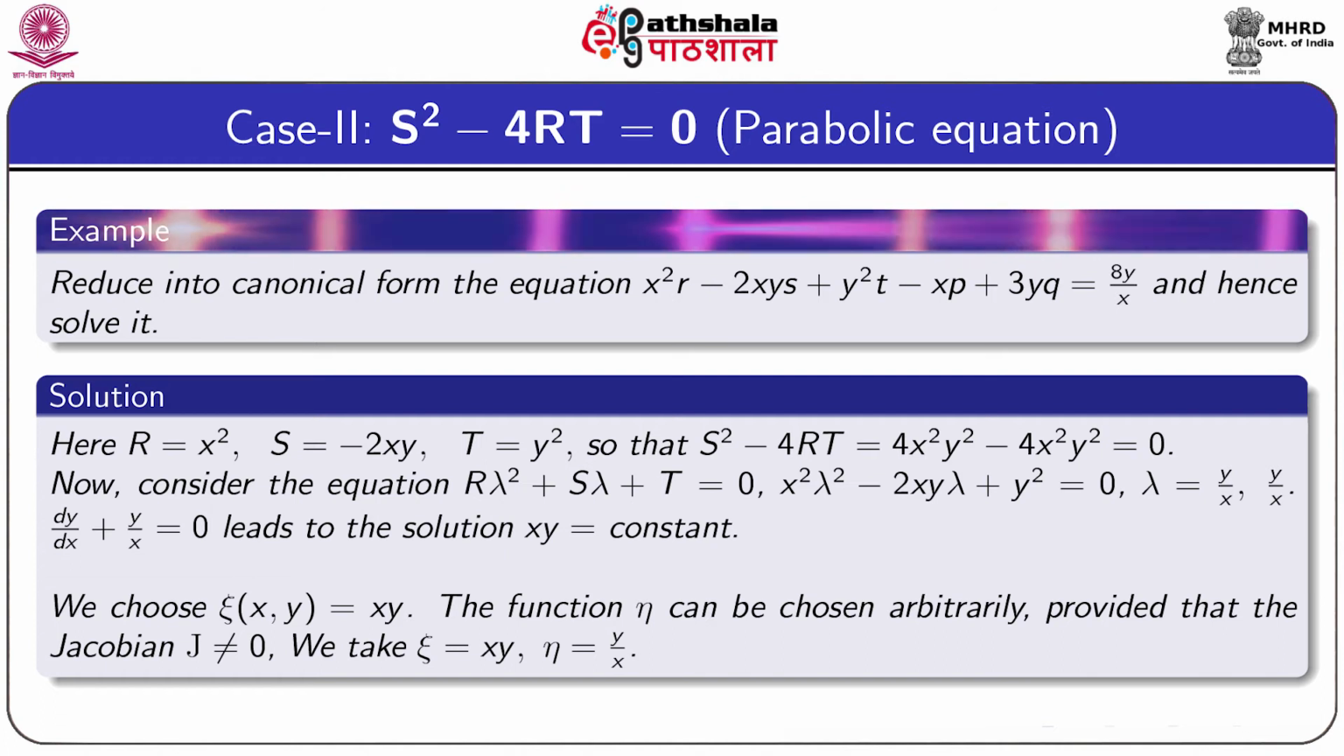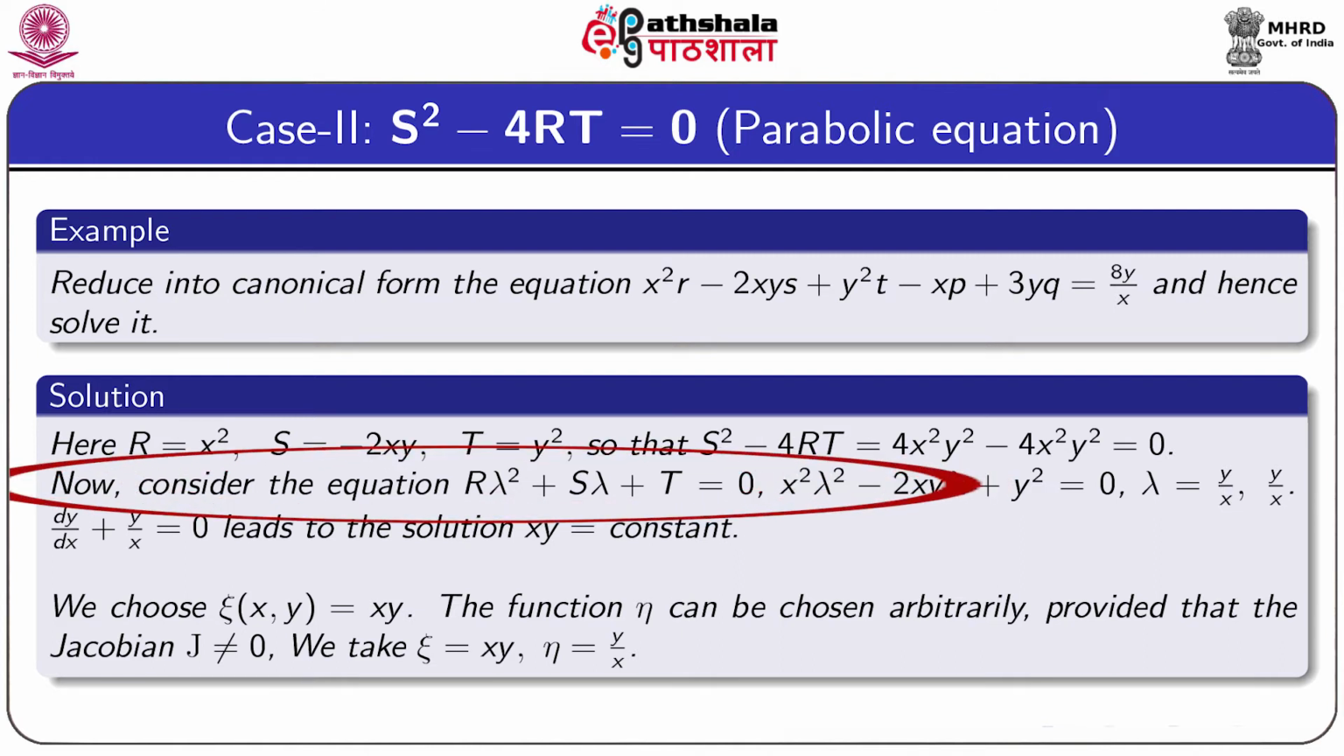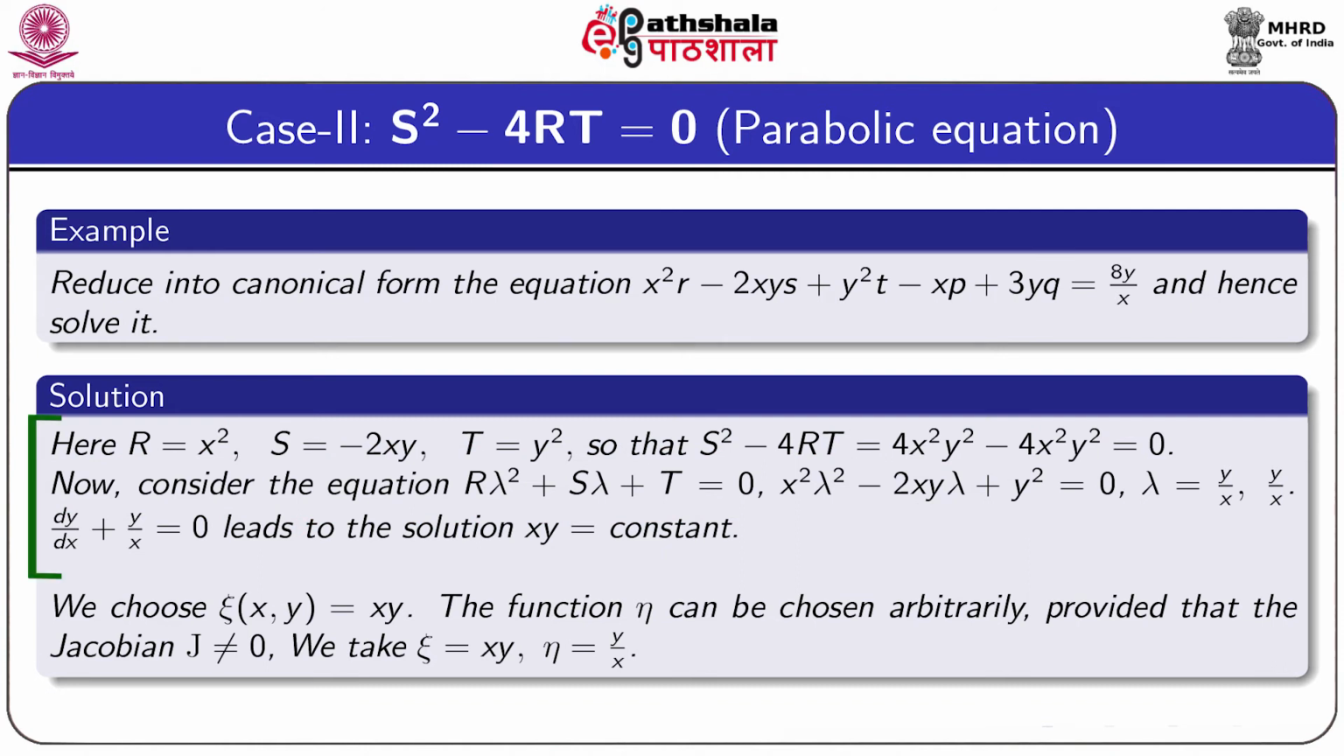Now, we shall take one example to illustrate the idea. So, this is the example where the equation is a linear second order differential equation. In this case capital R is x square, capital S is minus 2xy, capital T is y square. So, s square minus 4RT equals to 0. Now, consider r lambda square plus s lambda plus t equals to 0. So, substituting the values of r, s, t, we get the quadratic equation which is written here. The roots of this equation are lambda equals to y by x, y by x. So, this is a repeated root.